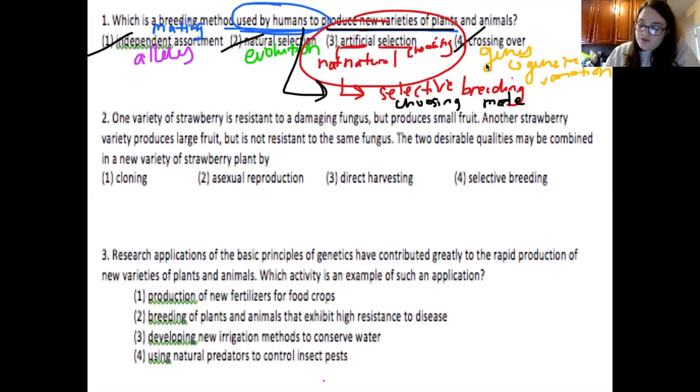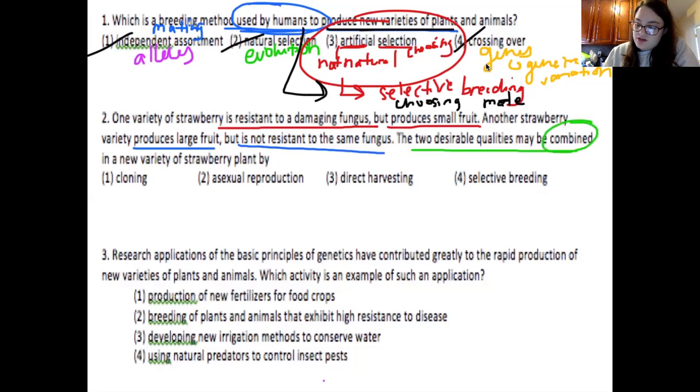Number 2, one variety of strawberry is resistant to a damaging fungus but produces small fruit. Another strawberry variety produces large fruit but is not resistant to the same fungus. The 2 desirable qualities may be combined in a new variety of strawberry plant by what? So we are talking about taking 2 different organisms with valuable traits, making them mate, so combining them, mating them, and creating a new variety of strawberry plant.